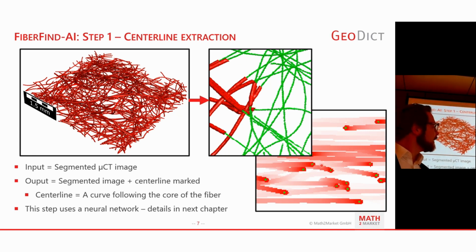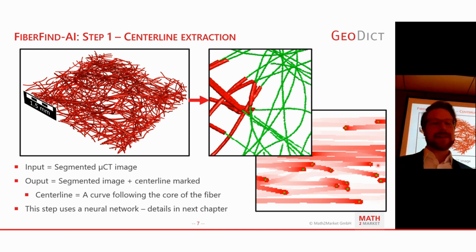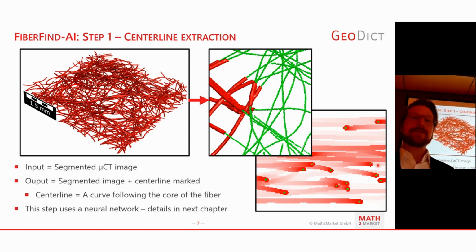And you can see here again a cross-section view with a pseudo-SEM depth view, where you can see that the core of the fibers, these center lines, has been marked by FiberFind AI. And this is the first step in the process of extracting an analytical fiber representation. How this works exactly will be a focus of this talk, but I will first continue describing the rest of the workflow.